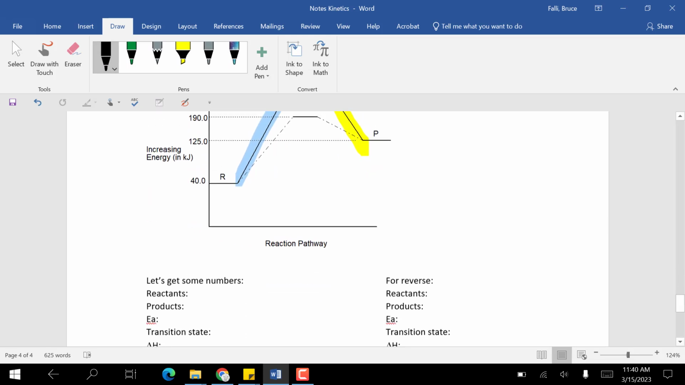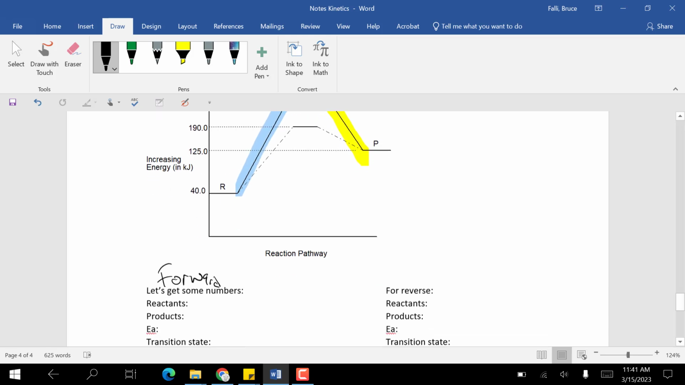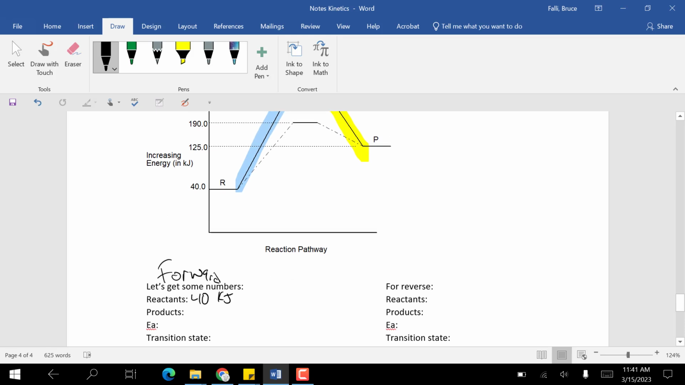So let's take a look. Let's get some numbers. So this is the forward reaction. Okay, so reactants are 40 kilojoules. My products are 125. So let me show you how I'm getting this. Here are my reactants. That's 40. Here are my products. That's 125.